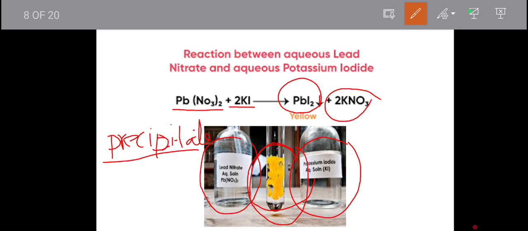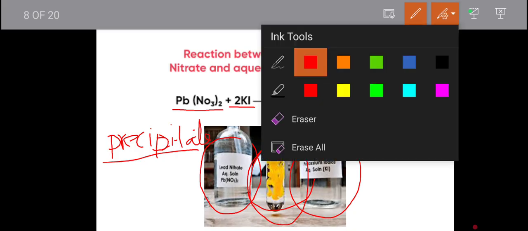In the second case there is an evolution of gas. So whenever a chemical reaction is taking place, some observable changes will be happening. Now we are going to see what changes take place during a chemical reaction. Any of these changes may take place. So we are going to see what those changes are.